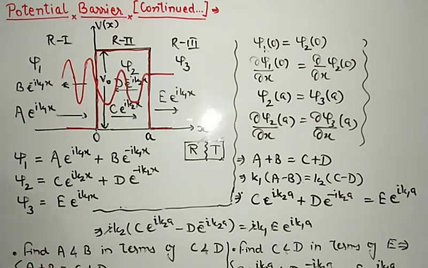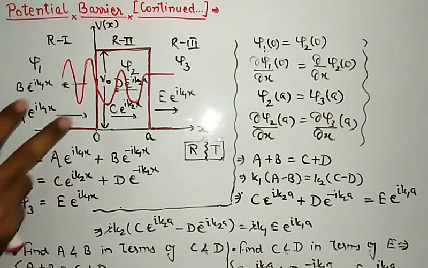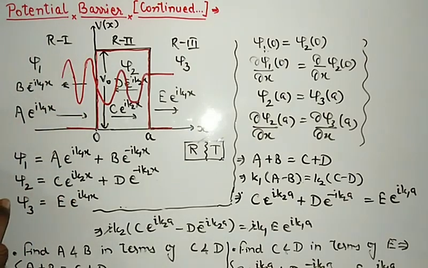Now in the next video we will solve the second case, that is when the energy of the incident particle is less than the potential barrier, and we will see that case also.